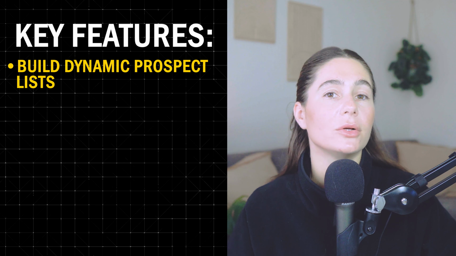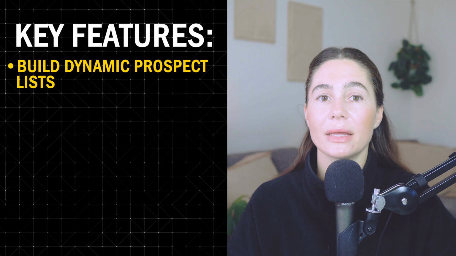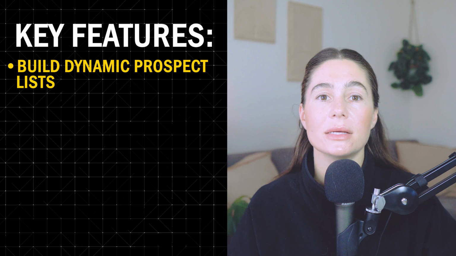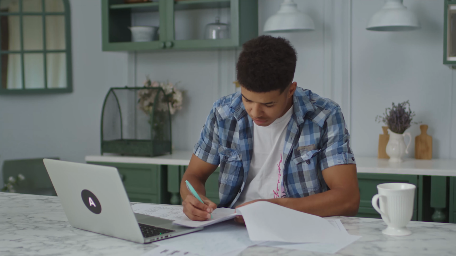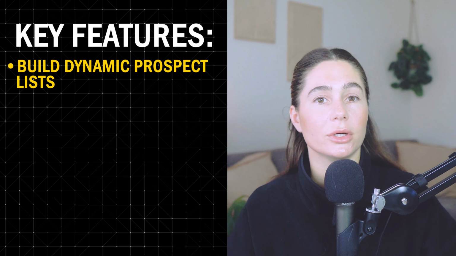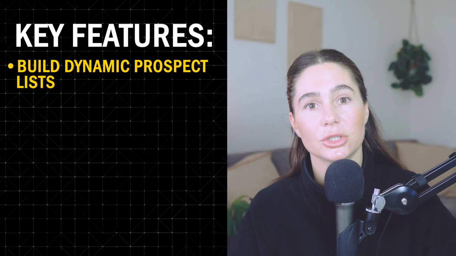Okay, let's talk about some of the key features of GoHighLevel. So it allows you to build dynamic prospect lists. One of the main things that you can do with GoHighLevel is build lists of prospects based on specific criteria. Instead of manually collecting contacts, you essentially define the qualities that matter. You could do it based on tag, interaction, behavior, and then create it from there. This is going to save you time and reduce guesswork.